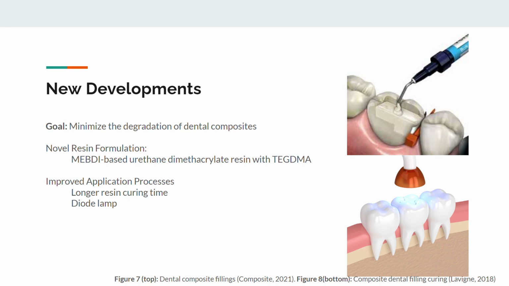In terms of processes, the type of light source used for photopolymerization or curing, as well as the time that the resin was left to cure, are important for decreasing the amount of harmful monomers released by the degradation of the dental composite. Studies revealed that the best results for limiting degradation were found with longer resin cure times and the use of a diode lamp as opposed to a halogen lamp for activation.